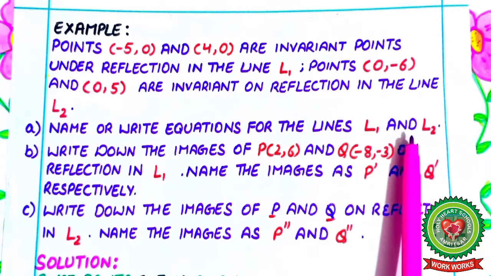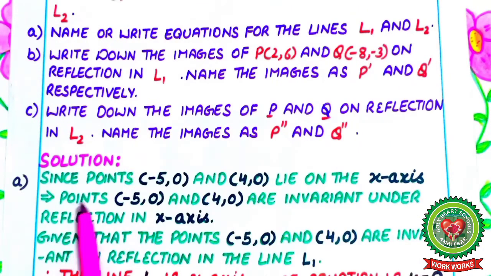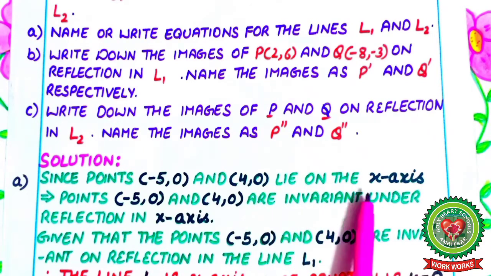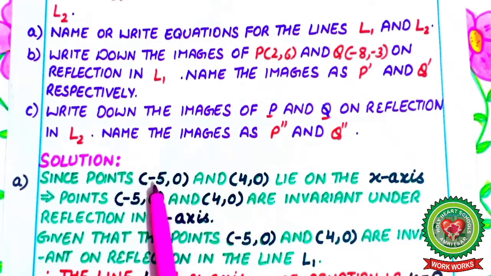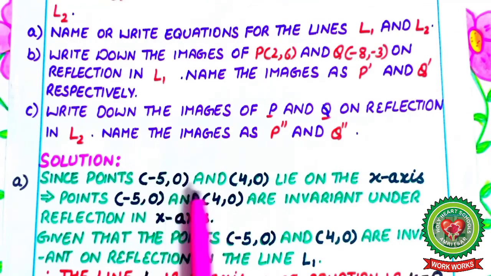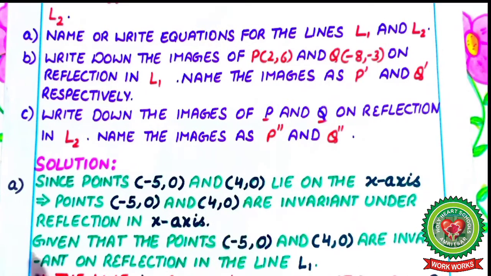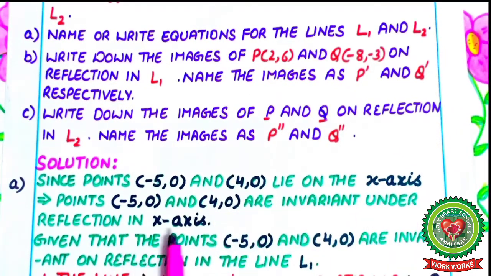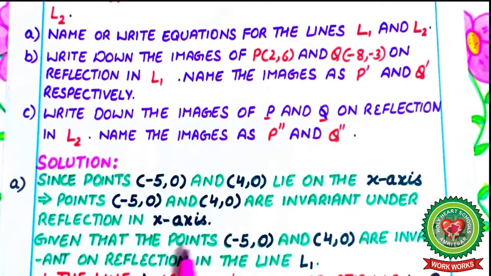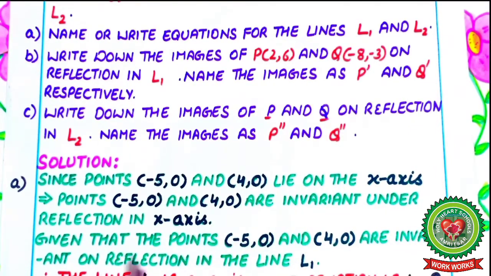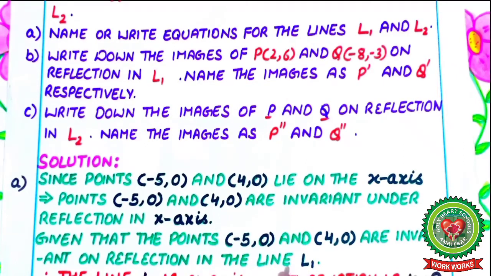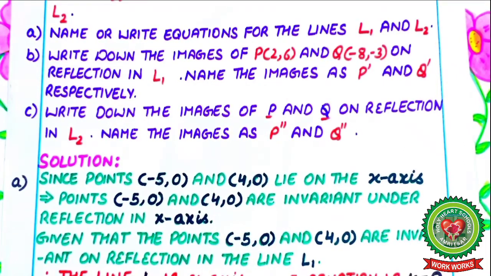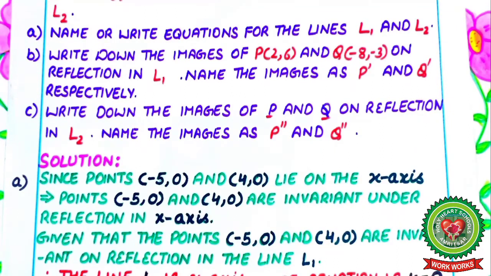According to the first part, since the points (-5, 0) and (4, 0) lie on the x-axis, because the abscissa values are given and the ordinate value is 0, these points are invariant under reflection in the x-axis. Given that the points are invariant on reflection in the line L1, it means L1 is the x-axis. The equation of the x-axis is y equals 0.